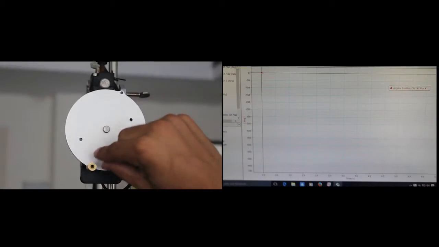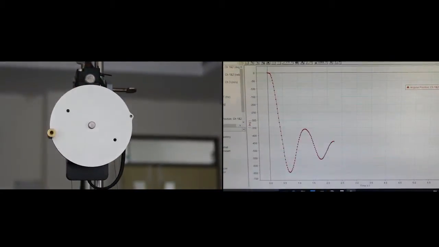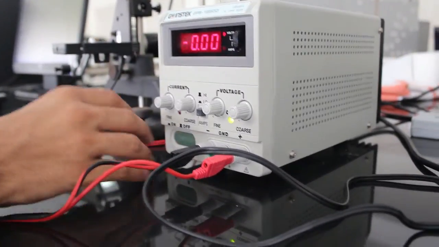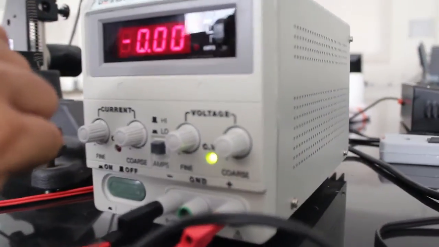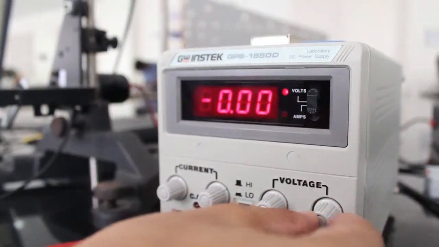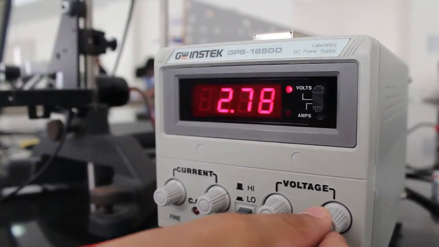Now we are going to plot the graph between angular position and time. We now introduce a voltage source to power up the motor for driving our oscillator system. There are two types of voltage adjustments, coarse and fine. The coarse adjustment changes the voltage rapidly, while the fine adjustment changes the voltage by smaller amounts.